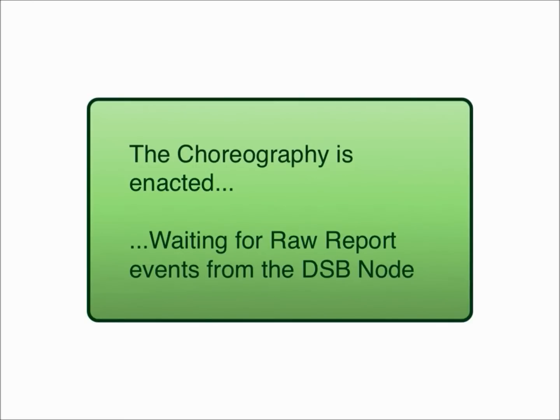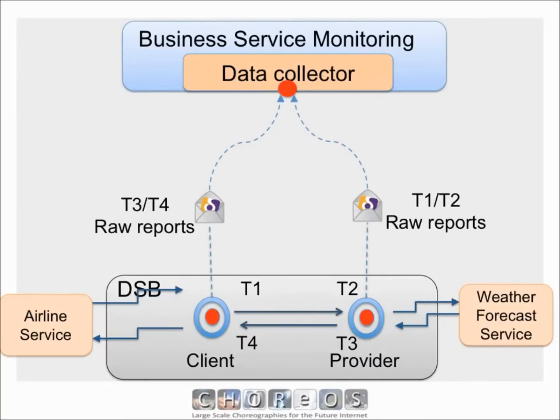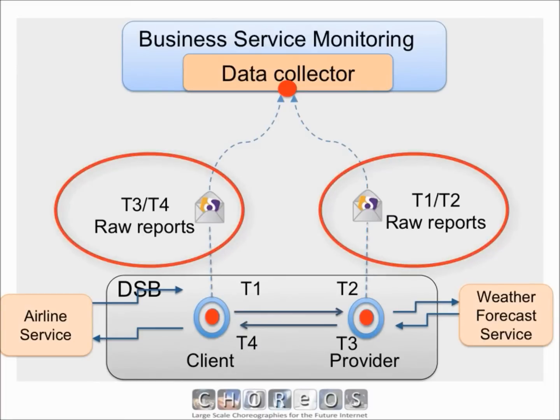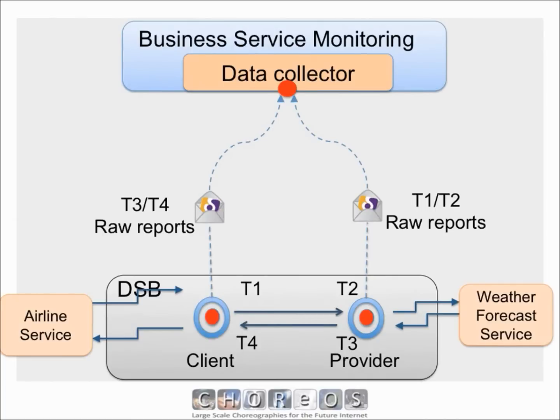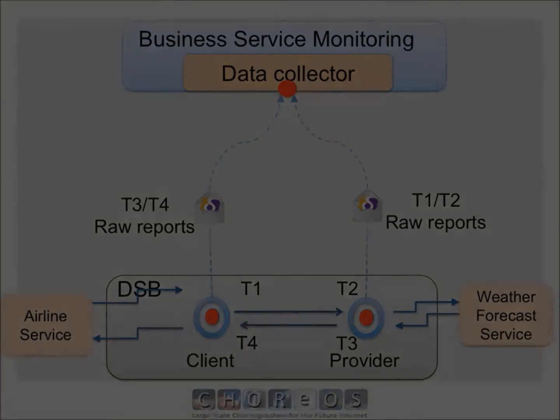Right now, the choreography is enacted, and we are waiting for row report events coming from the DSP node. Row reports are events generated from the DSP where services are deployed to the BSM. The exchange between the airline ground staff meet and the weather forecast service generates two row reports, T1, T2 and T3, T4. T1, T2 is the row report from the service consumer to the service provider, while T3, T4 is the row report representing the answer from the provider to the consumer.